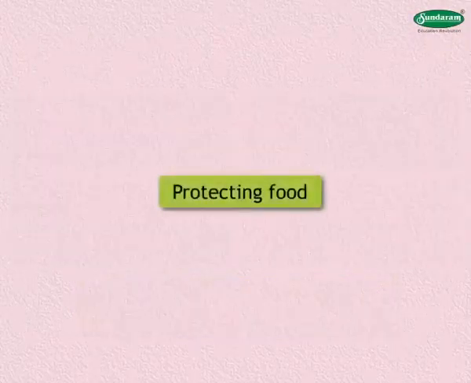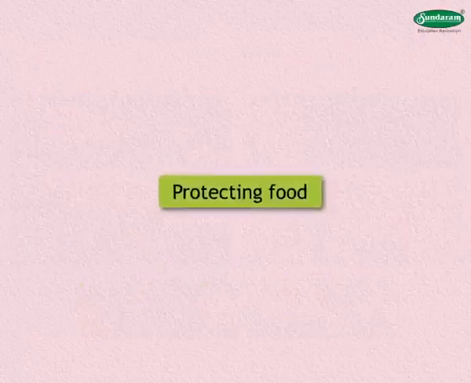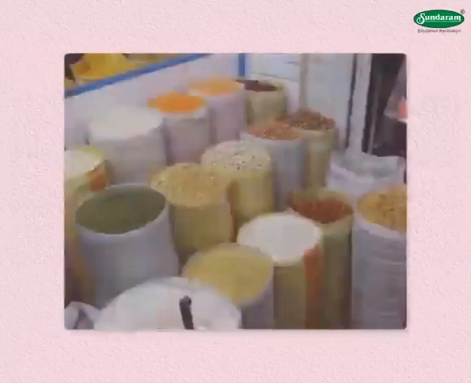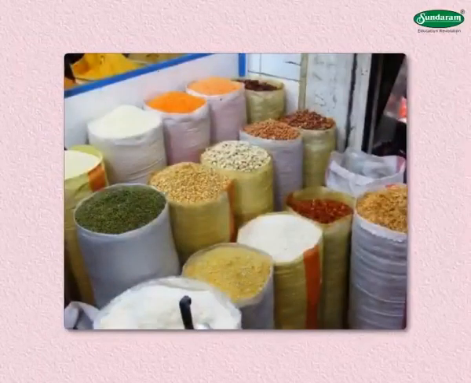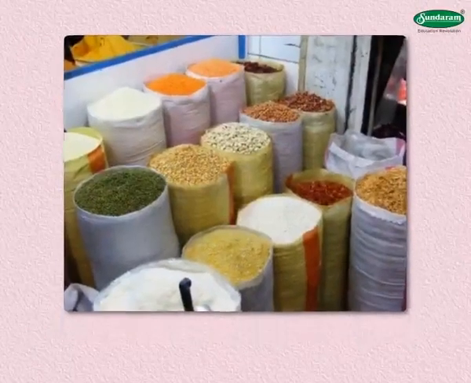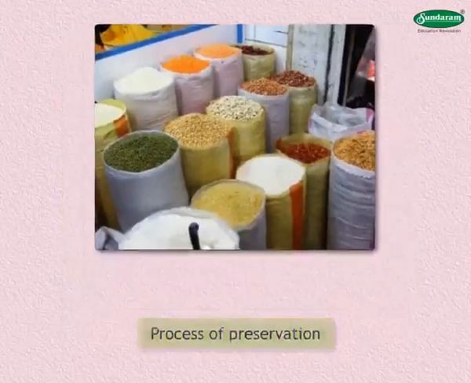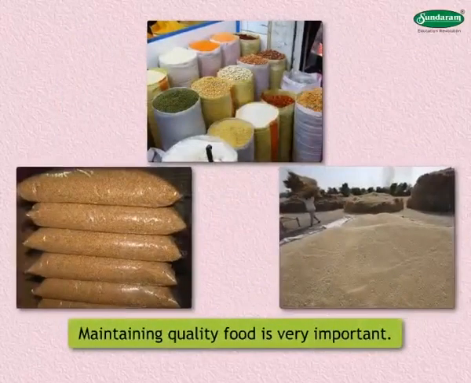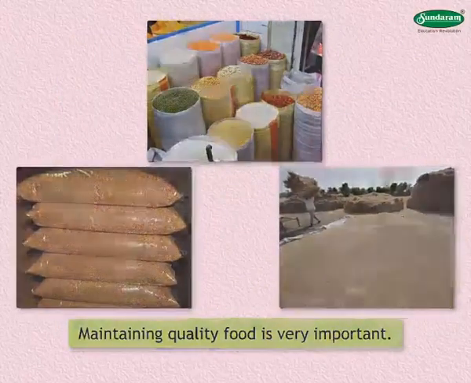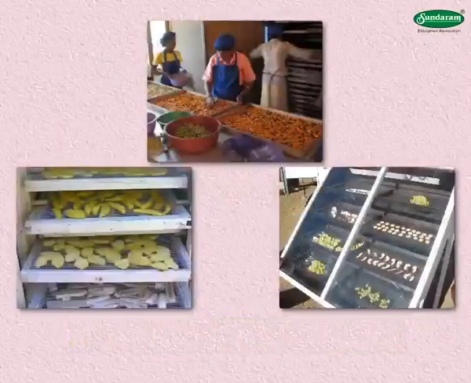It is very necessary to protect our food. Let us see the ways of protecting food. Various measures must be adopted to preserve food grains so that they are made available whenever needed. In this process of preservation, maintaining the quality of food is very important. Various methods are used to preserve food.